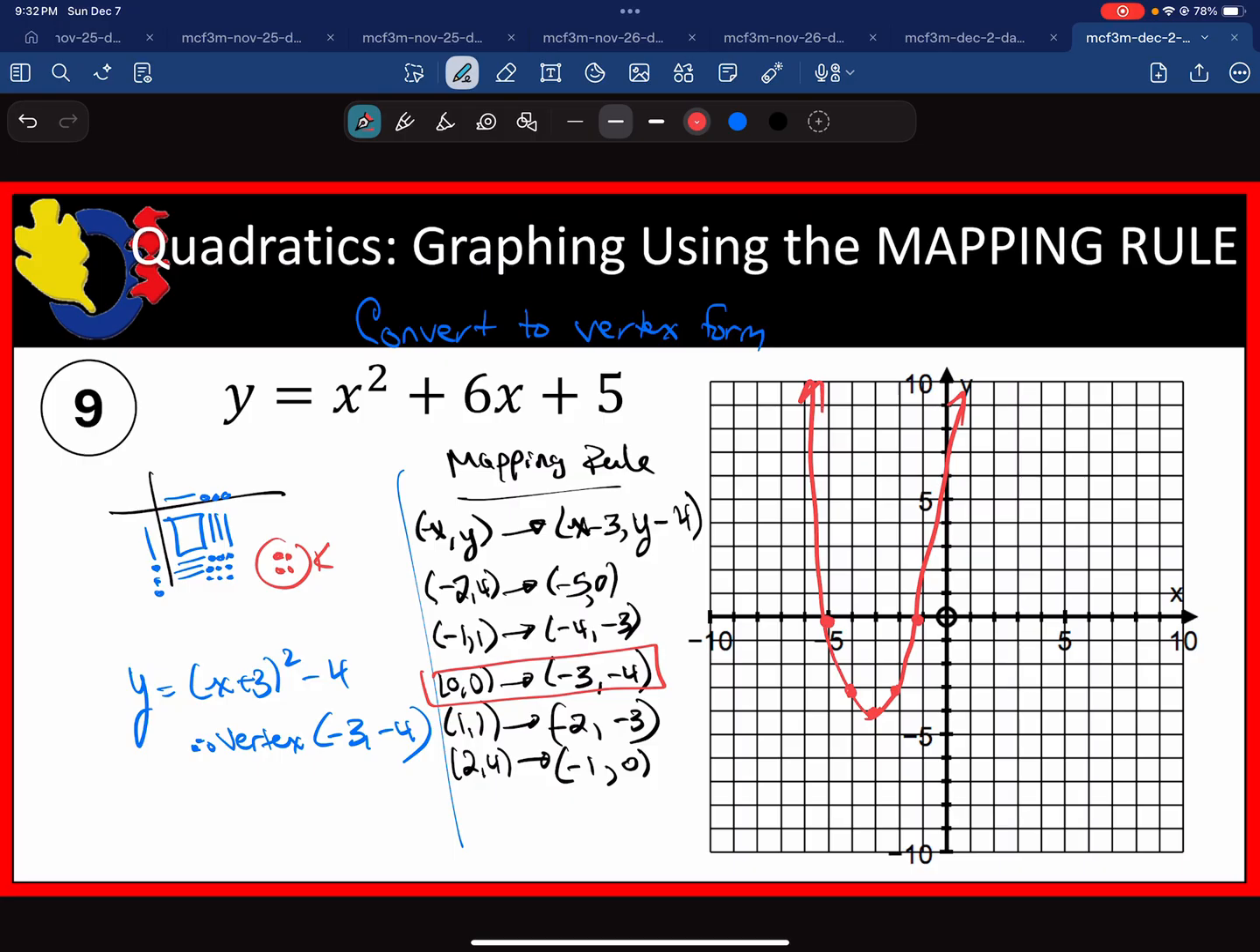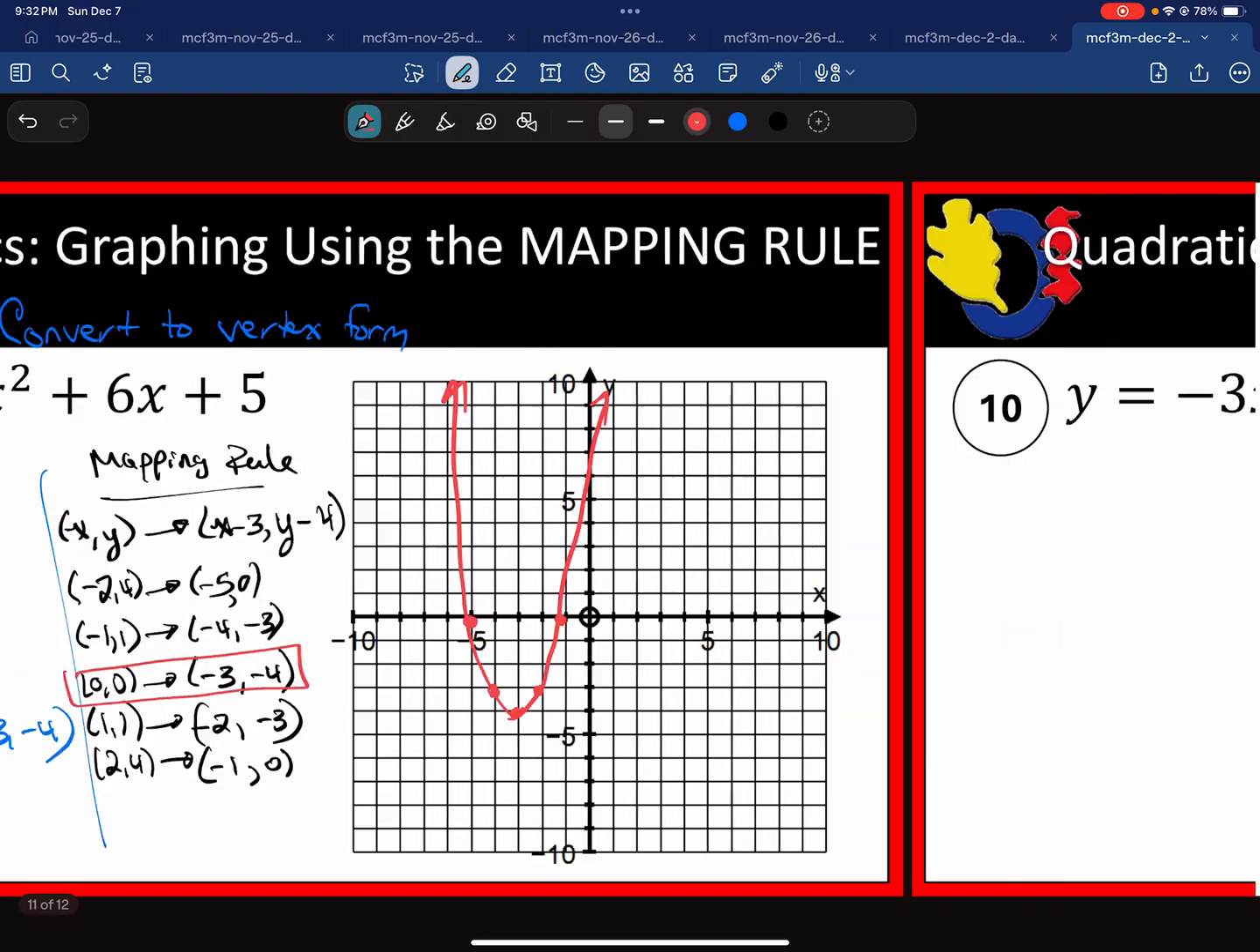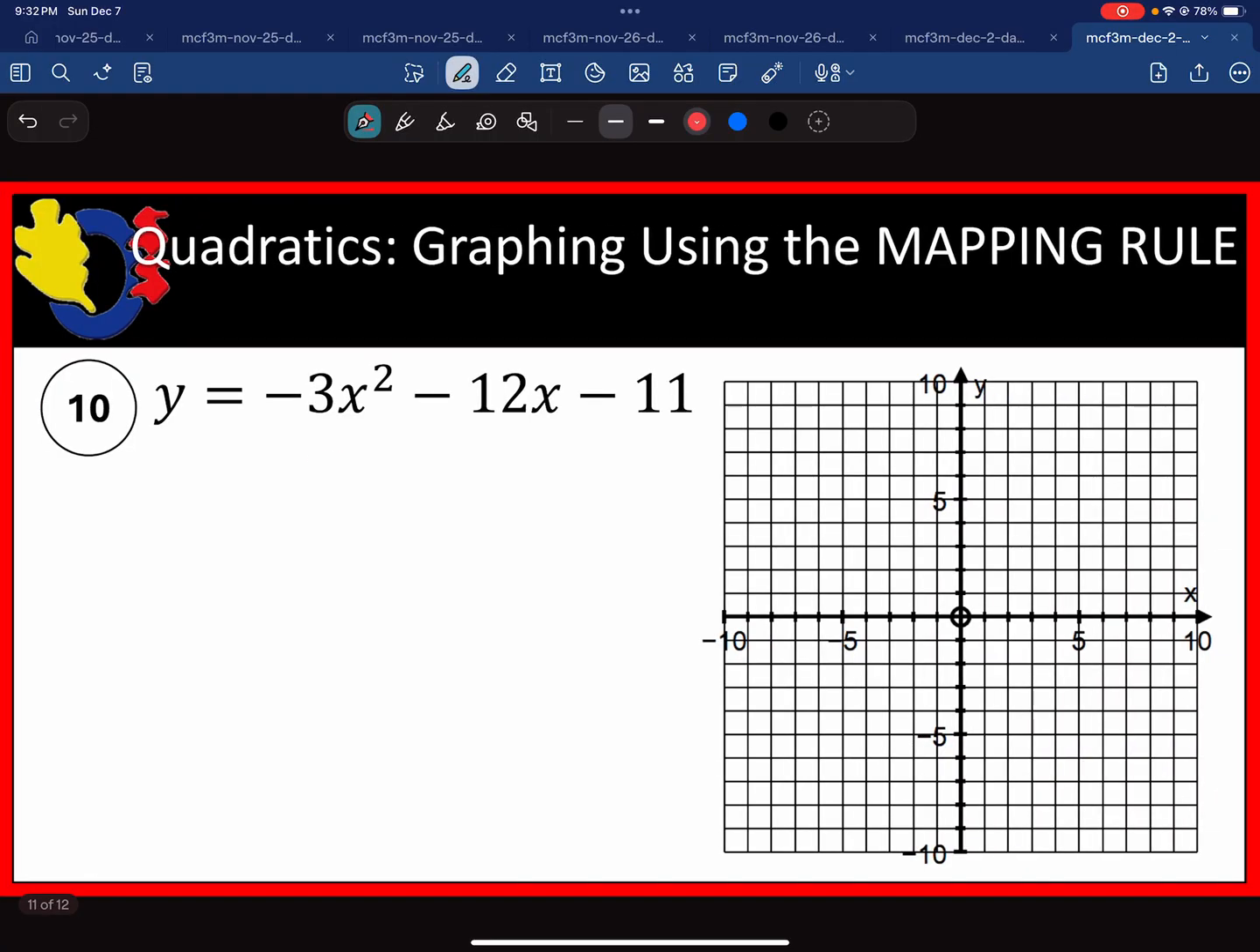Okay, we'll look at one more when a is not 1. So again, we need to convert to vertex form. So I'm going to just use the algebraic strategy. I'm going to move the negative 11 over, and I'm going to take negative 3 out of the remaining 2 terms. So 11 is equal to negative 3. And when I divide these 2 terms by the negative 3, we're left with x squared plus 4x plus something to make my perfect square.